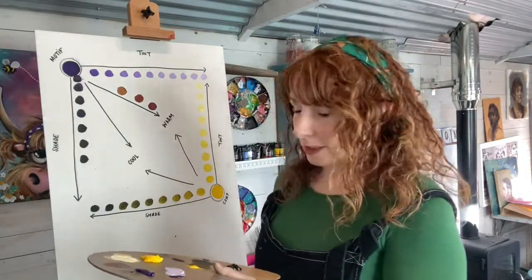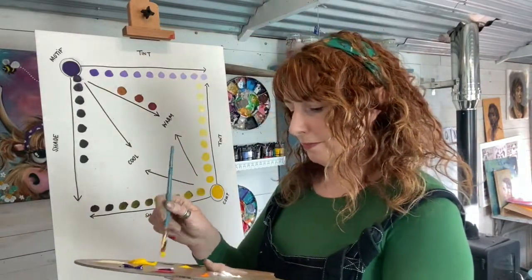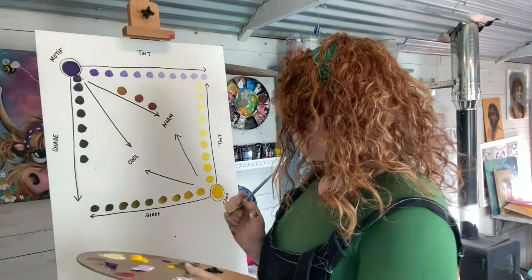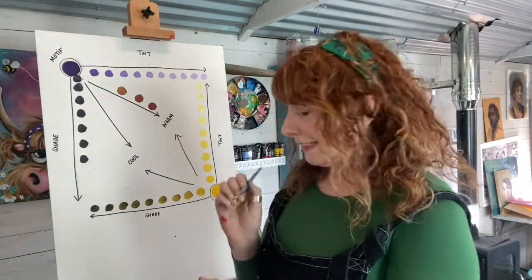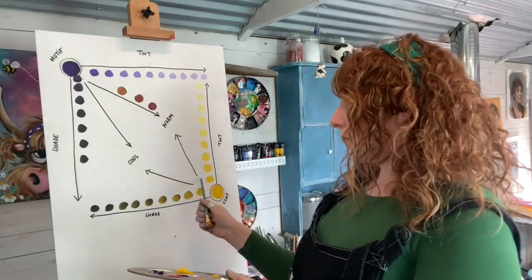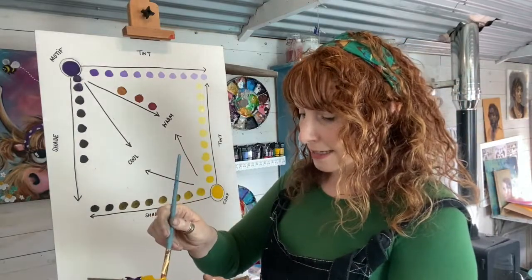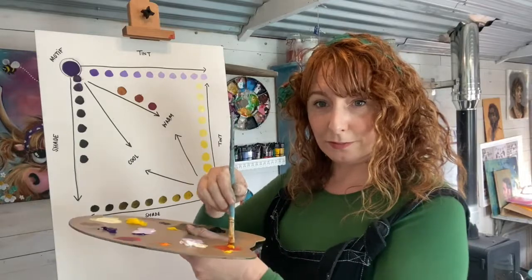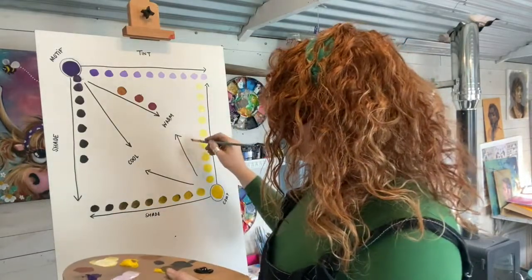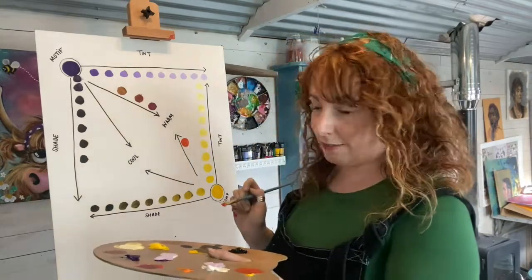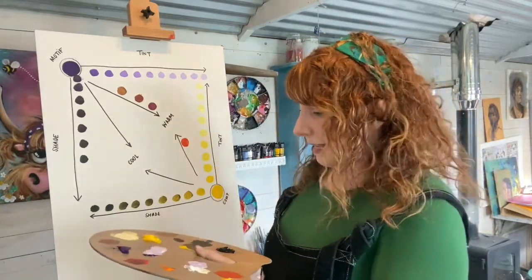So we're going to head up the warm arrow. So clean brush. Clean brush, she says, wiping it on her trousers. So yellow. We're going to start at the warmest point and work our way back. So red plus yellow gives us a beautiful orange. I'm going to pop that just there.